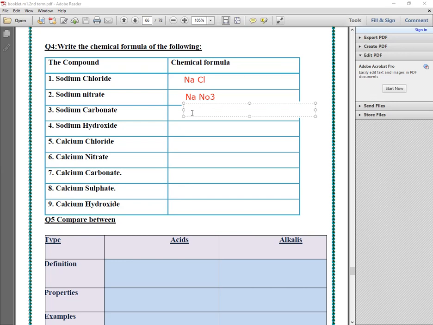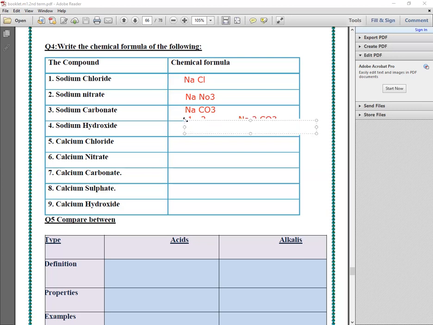Number 3, sodium carbonate. Sodium is Na, carbonate is CO3. The valency of sodium is monovalent, but the valency of carbonate is divalent. So I make what? I make a crisscross. So the chemical formula of sodium carbonate is Na2CO3.